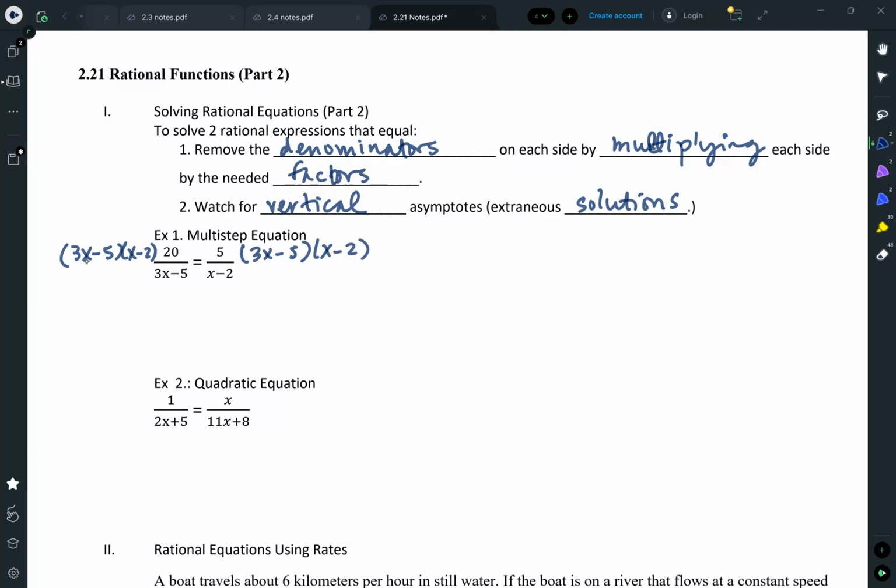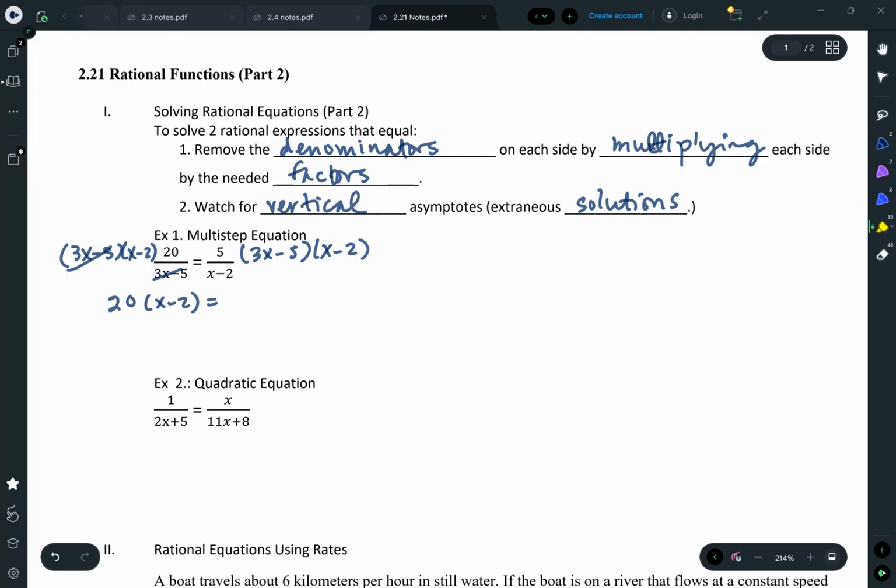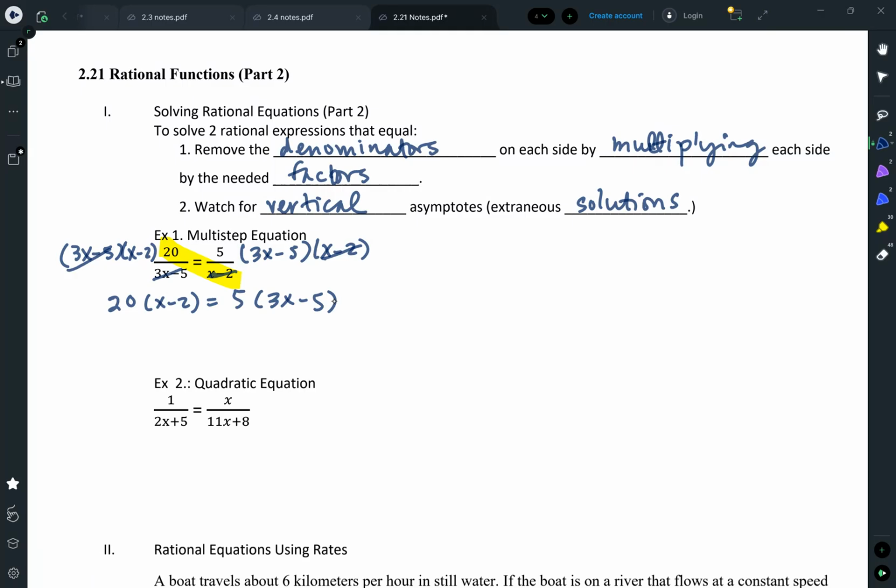And it works because I'm allowed to multiply both sides of an equation by the same thing. So on the left, when I multiply, my 3x minus 5s would cancel. We're left with 20 times x minus 2, which I know is the same thing I would have gotten had I cross multiplied, right? That cross would have been 20 times x minus 2. On the other side, my x minus 2's are going to cancel. I'm left with 5 times 3x minus 5.